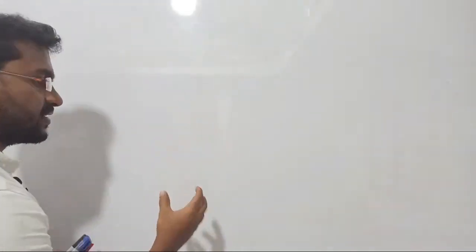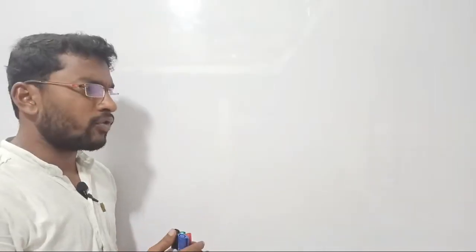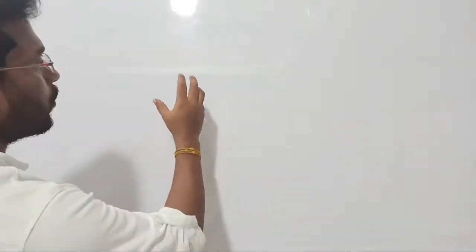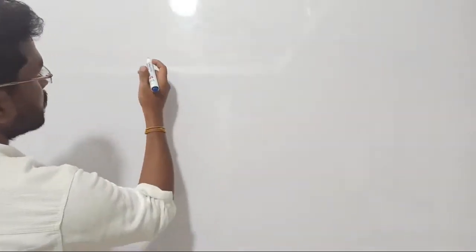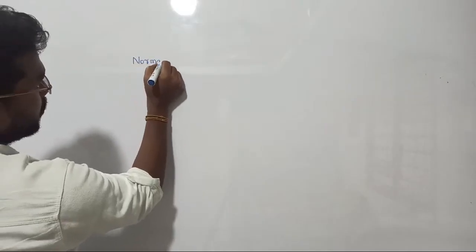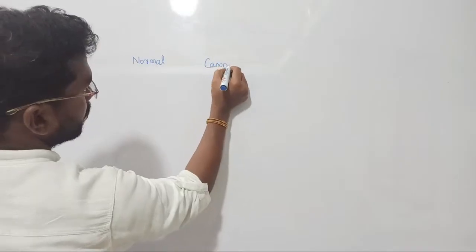Now let us see the difference between normal form and standard form. Standard form, some people call it canonical form, right? So let us see the normal representation versus the canonical or standard representation. What is the difference between normal and canonical representation?